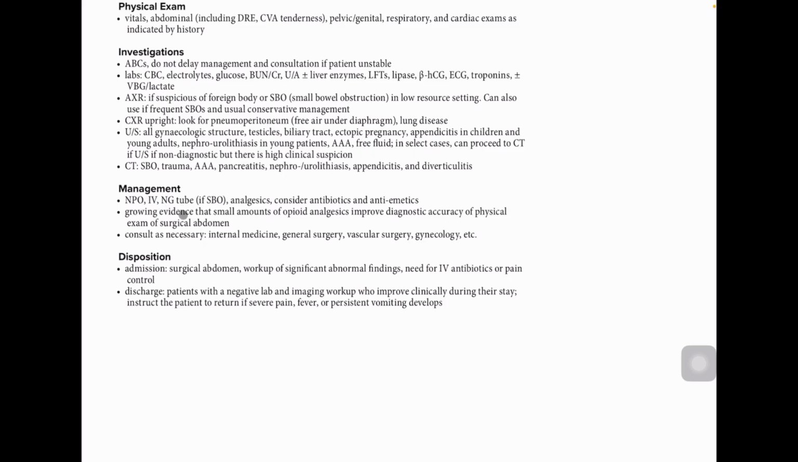You'll put an NG tube for decompression if small bowel obstruction. You'll provide the patient with analgesia and consider antibiotics, antiemetics. Growing evidence that a small amount of opioid analgesics improves diagnostic accuracy for physical examination of the surgical abdomen. Consult as necessary internal medicine, GS, vascular surgery, depending on the cause.